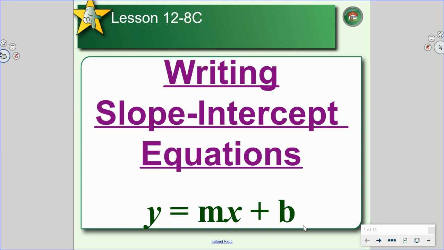Chapter 11, Chapter 12, scratch that. Chapter 12, Lesson 8, writing equations.